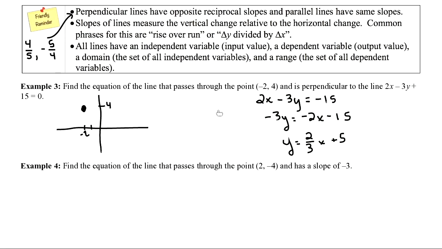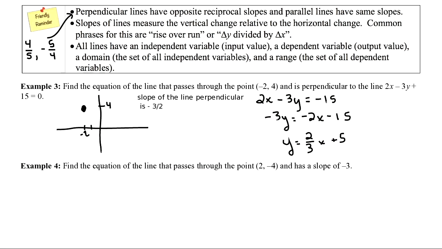So now if I want the perpendicular, what do we know? The slope of the line perpendicular is an opposite reciprocal. So that means it's going to be negative, and then we flip it, so it's going to be 3/2. So the slope of the line perpendicular is -3/2.